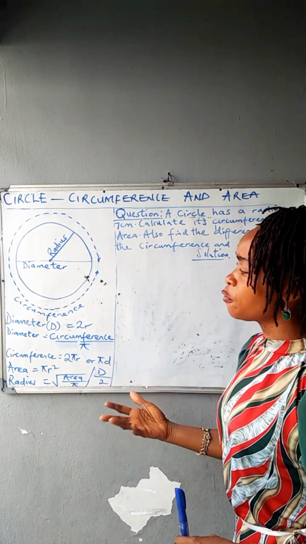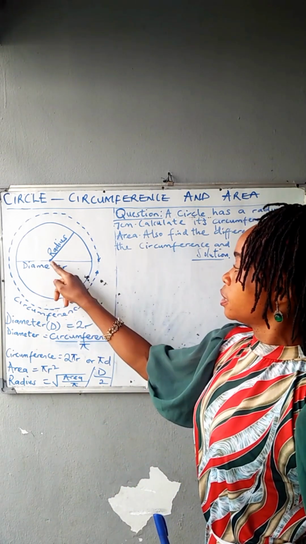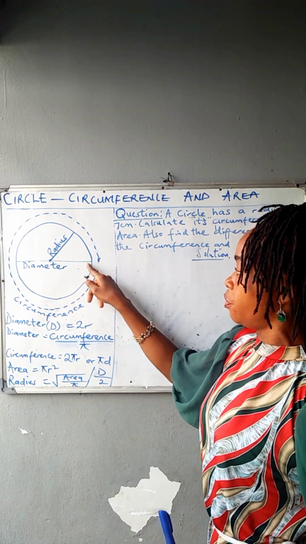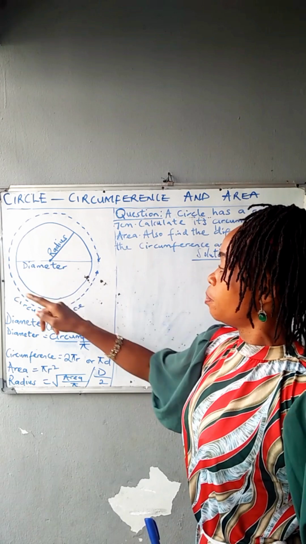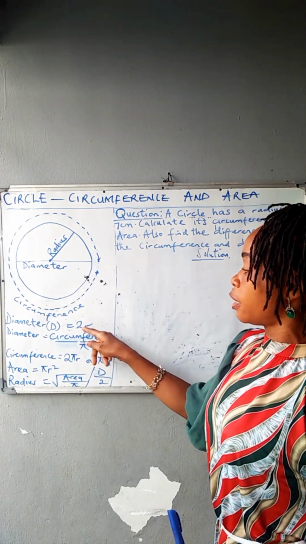Now if we check critically, we will see that the diameter is 2 radius. This is a radius from the center to any other part of the circumference. So this is a radius. This is also a radius, making it 1 radius, 2 radius. So we have 2r. Diameter is 2r.